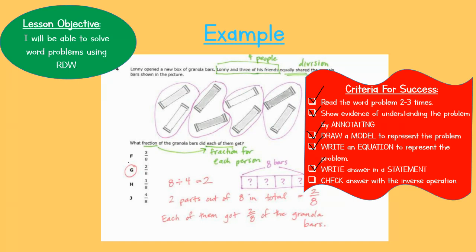The only thing that's missing is them checking their answer with the inverse operation. Remember, the inverse operation is that opposite operation. So I know that 4 times 2 equals 8, if 8 divided by 4 equals 2.